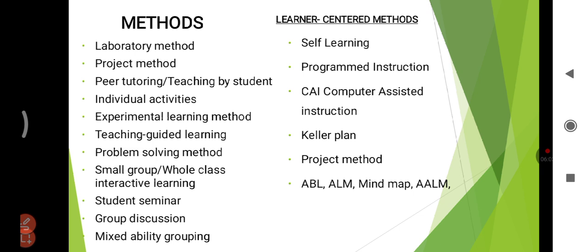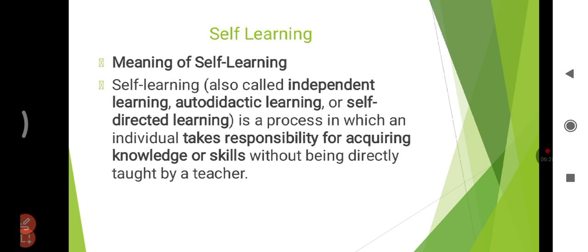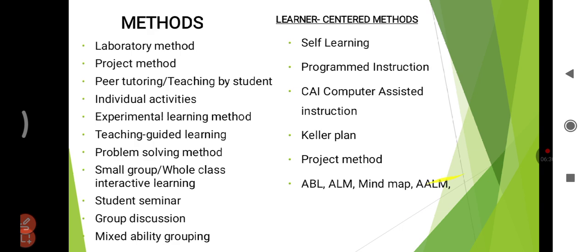Then the methods used only for learner centered teaching: self learning, programmed learning, CAI, meaning computer assisted instruction, Keller plan, project method, ABL method, ALM method, mind map, and AALM method. These are the learner centered methods. The first method is self-learning.